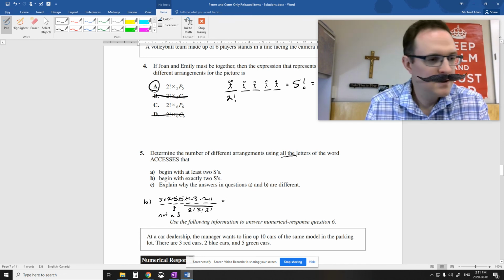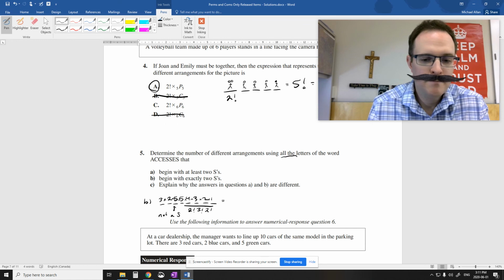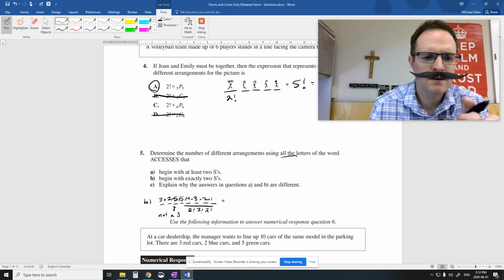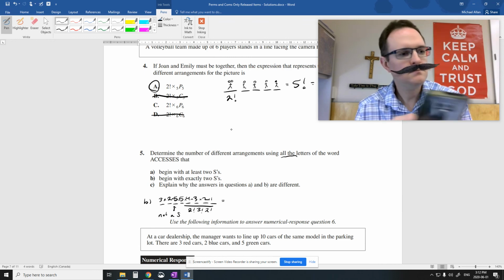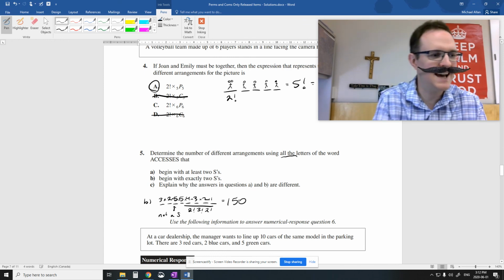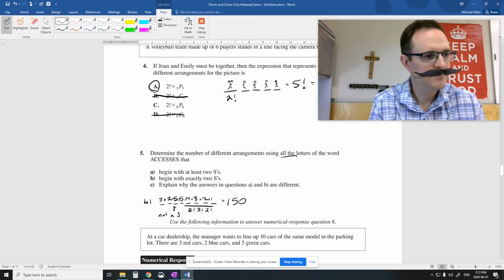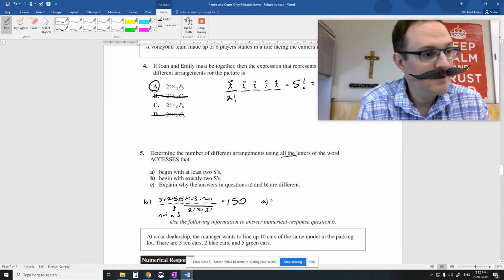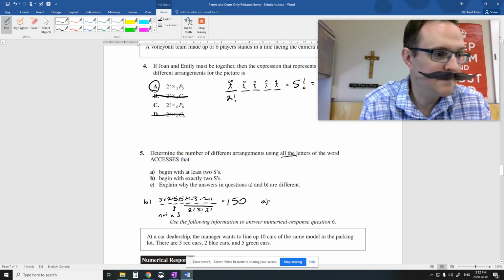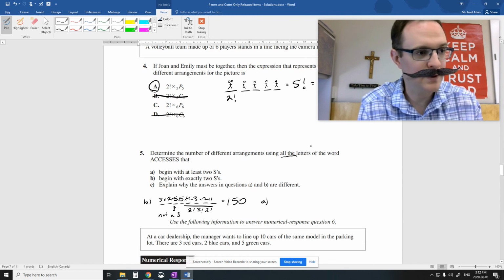And just times them all together. So 5 times 4 times 3 times 2 times 1. Divide by 4 times 6. There's 150 ways for exactly 2 S's there. But A can have at least 2 S's there, right? Begin with at least 2. So I got 2 or 3.